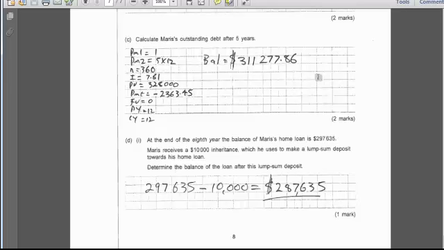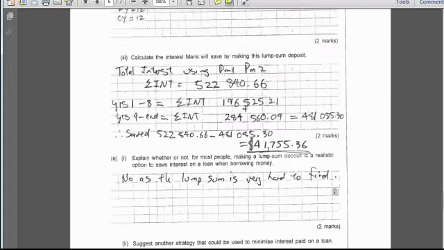Calculate the outstanding debt after 5 years. So I've done the PM1, PM2 using the amortization or the AMT button on your calculator. So you end up with a balance of $311,277.86. Okay, and then what they say here is, at the end of the 8th year, let's assume that their balance is $297,635. They get 10,000 bucks. Take the lump sum off. Show me what the balance is. So you just go 297, take 10,000, and you get that. And then you go on to keep finishing it off.